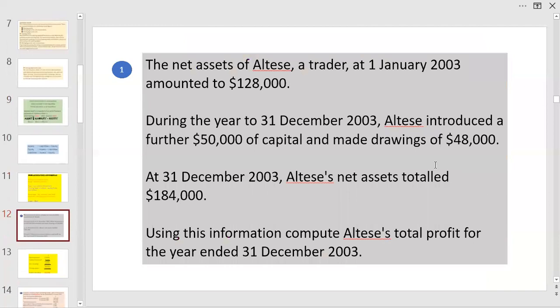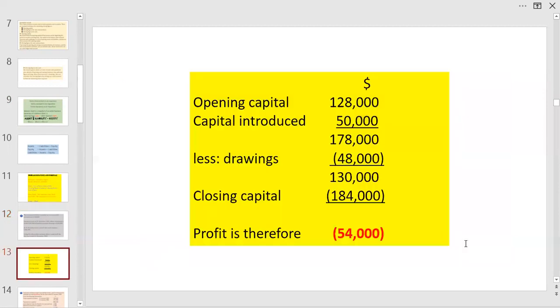1. In this, opening net assets is given, closing net assets is given, the movements in the capital account are given, and we are required to find out what the profit is. Please look at this working. Opening capital 128, capital introduced 50, less drawings 48, giving you a balance of 130. Closing capital or net asset is 184,000. Therefore, the difference will refer to the profit made, which is 54,000.